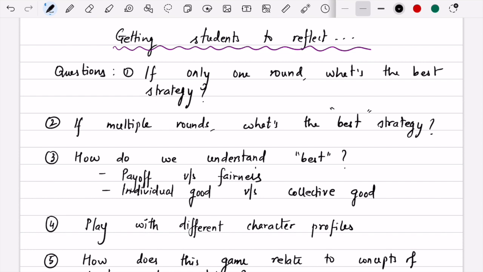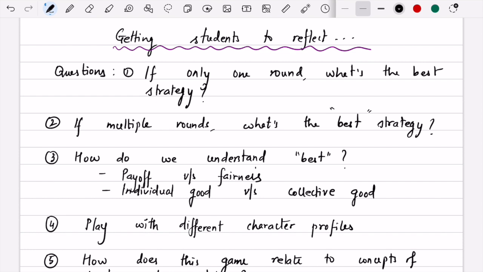You can also link this with the idea of individual versus collective good, which is really the heart of this game, right? You could either play so as to maximize your individual good, but then no one ends up with anything, or you could sort of bear some risk and play in order to maximize the collective good, and then everyone ends up with 2 points.